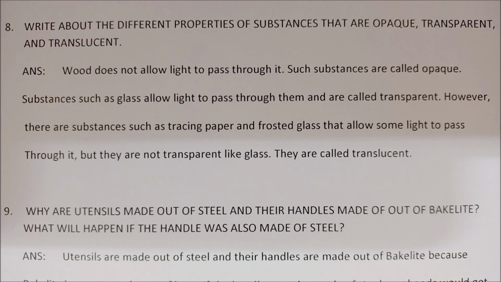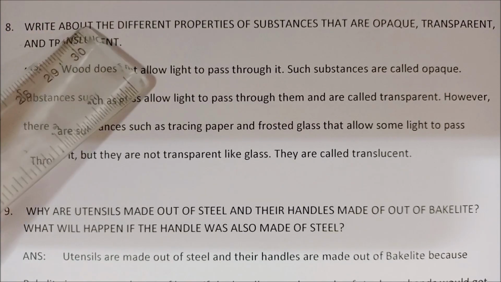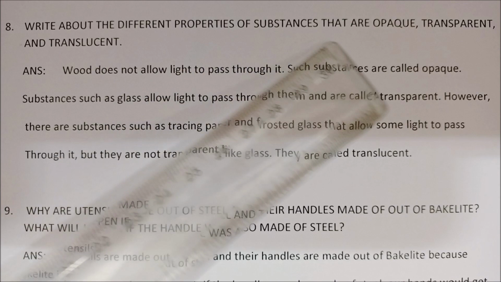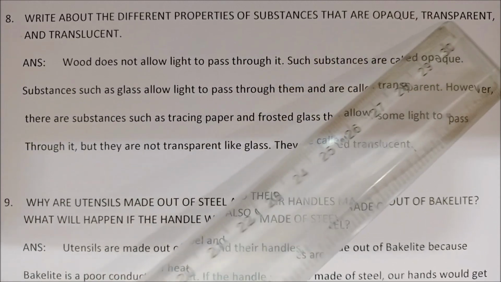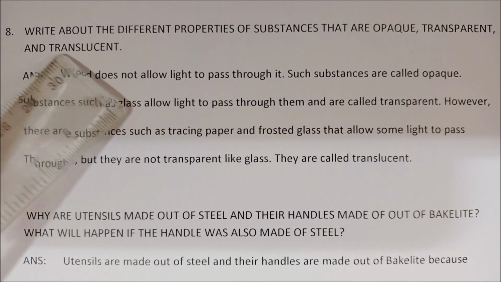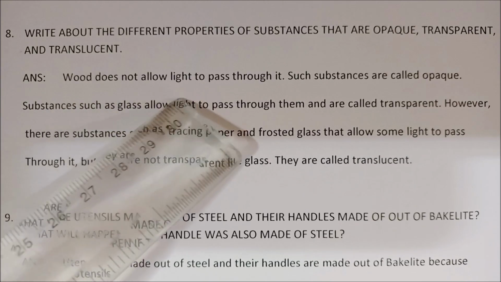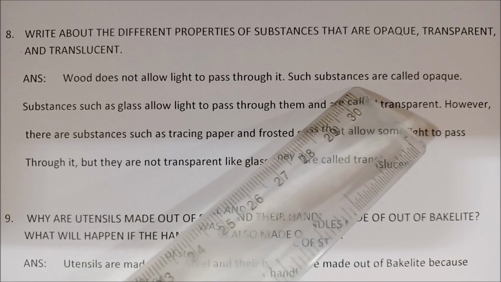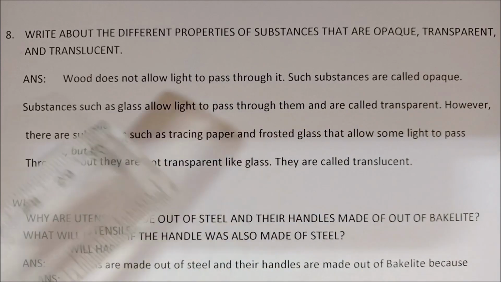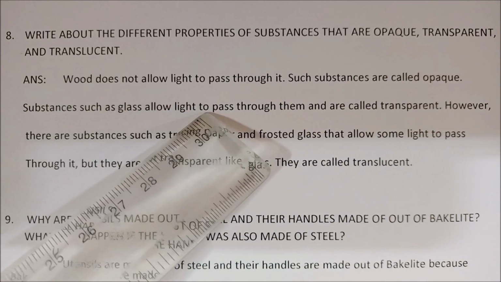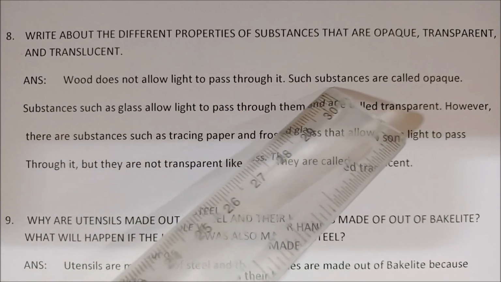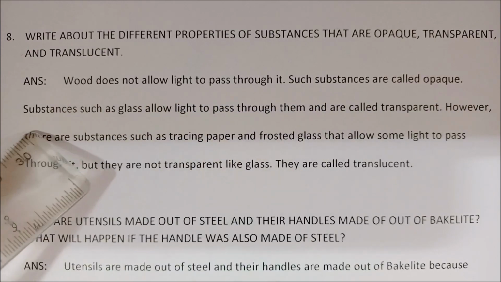So children, your next question, question number 8. Write about the different properties of substances that are opaque, transparent and translucent. Answer: wood does not allow light to pass through it. Such substances are called opaque. I'll read it once again. Wood does not allow light to pass through it. Such substances are called opaque.